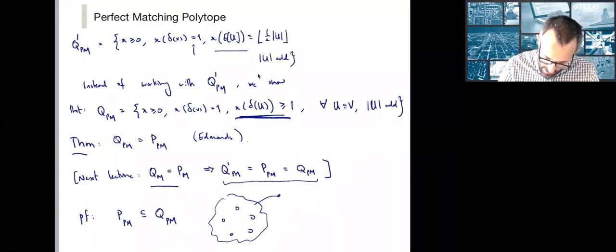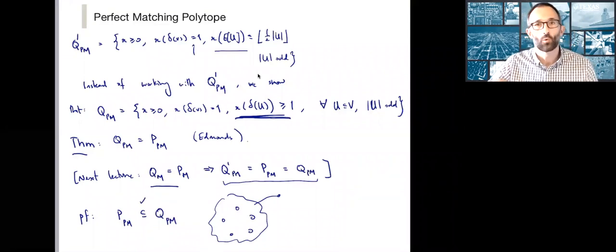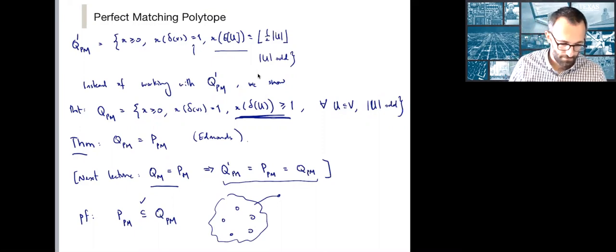So this relationship here, this containment is clear. We're going to work with the other containment, which means, as we've done in all the proofs, we basically are going to start with a point in Q and try to show that it must also be in P. So this is our story.